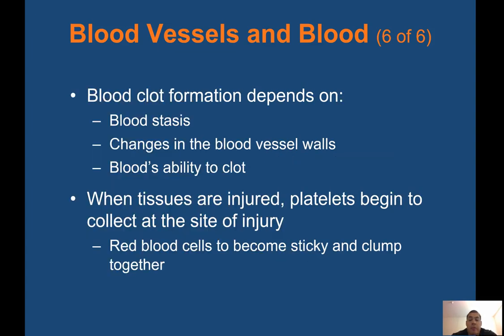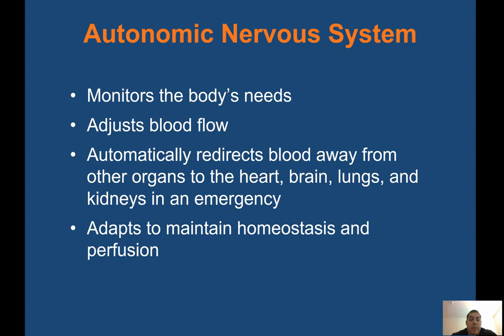So blood clot formation depends on blood stasis, changes in the blood vessel walls, blood's ability to clot. When tissues are injured, platelets begin to collect at the site of injury. Red blood cells become sticky and clumped together. Autonomic nervous system monitors the body's needs, adjusts blood flow, automatically redirects blood away from other organs to the heart, brain, lungs, and kidneys in an emergency, adapts to maintain homeostasis and perfusion.